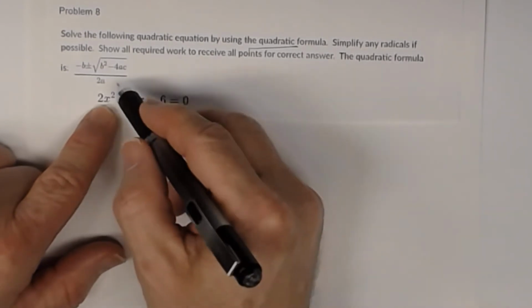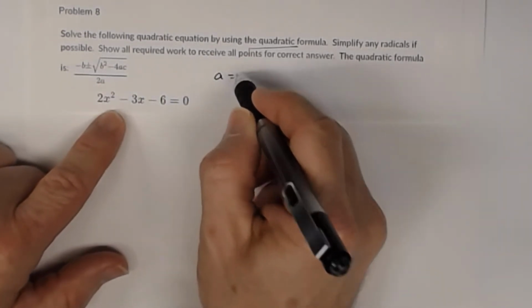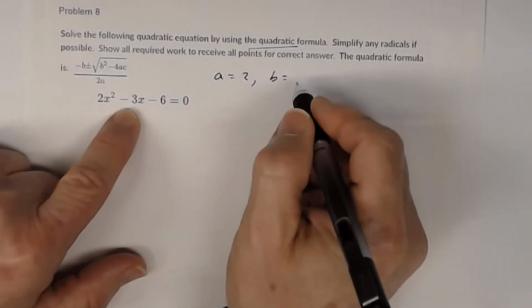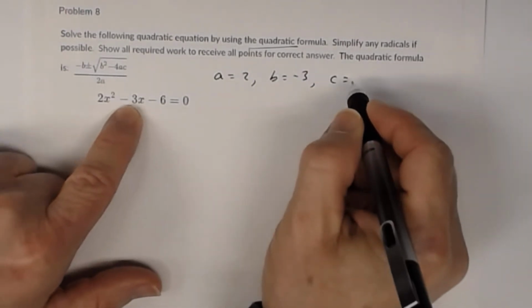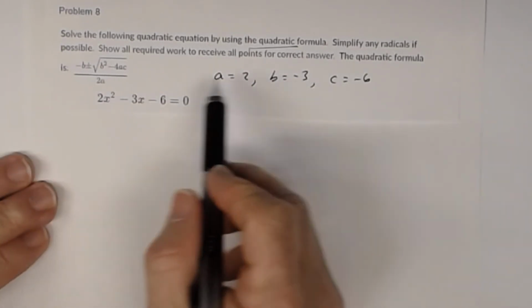So before we use quadratic formula, let's denote what a, b, and c are. So a is a coefficient of x squared, so a is 2. B is a coefficient of x, so b is a negative 3. And c is your constant, which is a negative 6. So we have a, b, and c, so we're going to substitute into the formula.